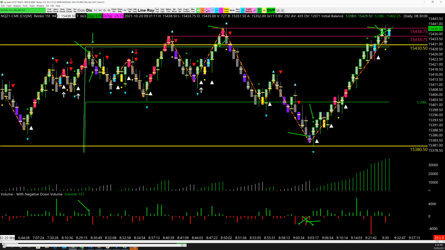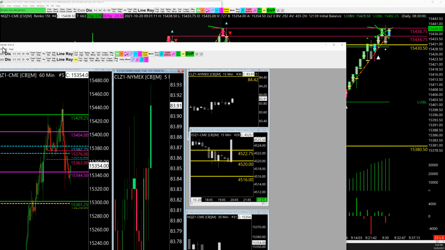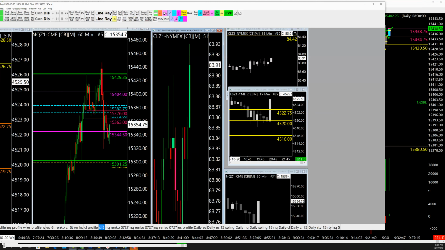What was here? Even though I saw that and I said in the room, that's a perfect long setup, right? Yet I didn't take it. What was my reason for not taking it? What was our reasoning for not taking that? Let me show you why here. I don't remember. Was it a higher time frame issue? Yeah, that's right.